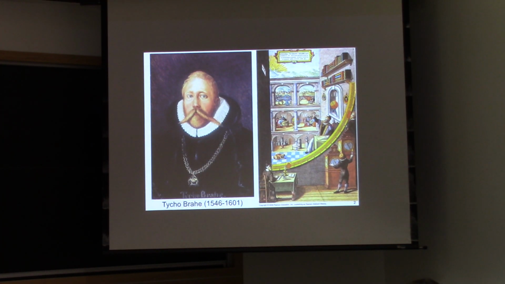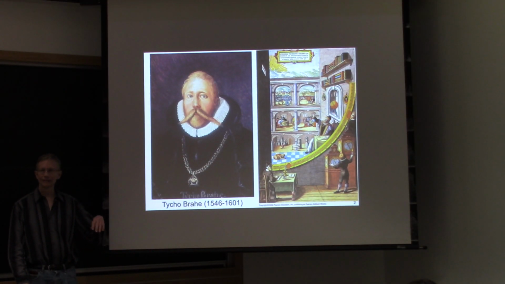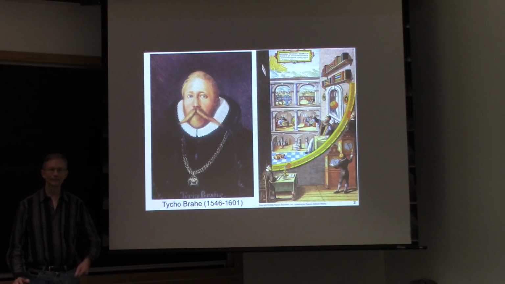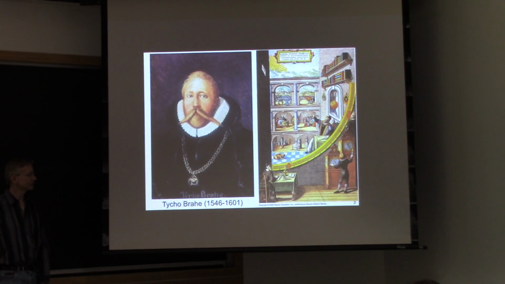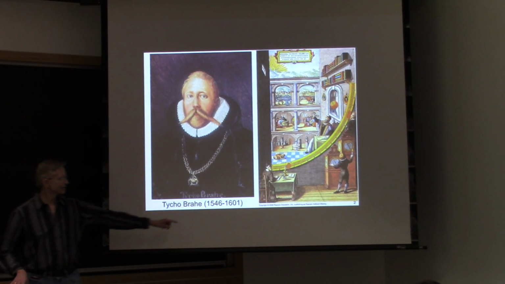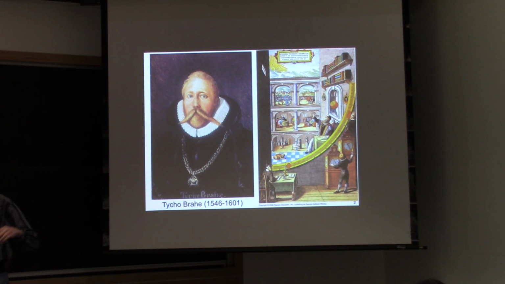Here's where I mispronounce his name. People will say Tycho Brahe, but I think it's closer to Tycho Brahe, who lived from 1546 to 1601. He was the greatest naked eye astronomer of all time.